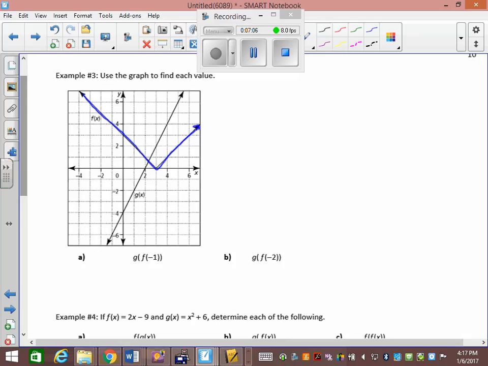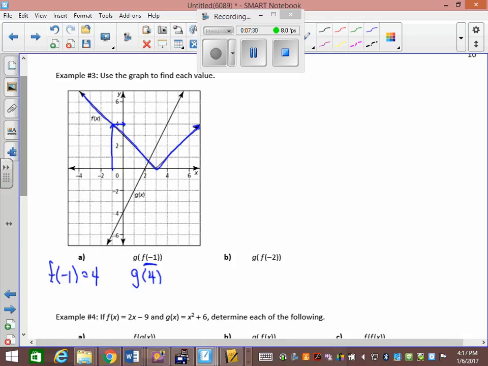So we're going to try and find when f is negative 1. So f of negative 1 means when on the f graph, when x equals negative 1, what's the y? So I go to the x equals negative 1. What's the y? The y is 4. So f of negative 1 is actually 4. So I'm going to fill in for f of negative 1, 4.